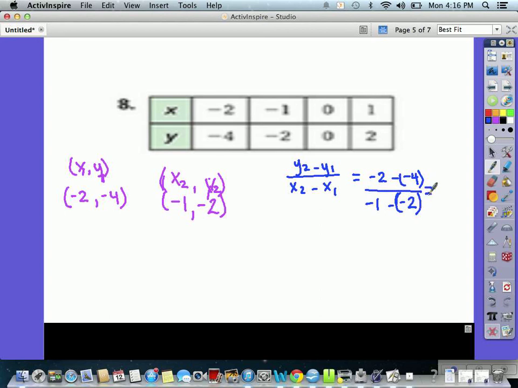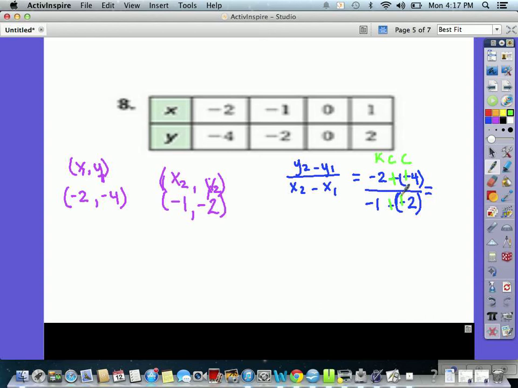Now, a lot of you all don't like to use negative numbers because we do have to remember when you're subtracting, we use the keep change method. So we're going to keep our negative 2, change our subtraction sign to an adding sign, and we're going to change this negative 4 to a positive 4. We're going to do the same technique on the bottom. Keep your negative 1, change your subtraction to a plus, and then change our negative 2 to a positive 2. Now let's do the math.